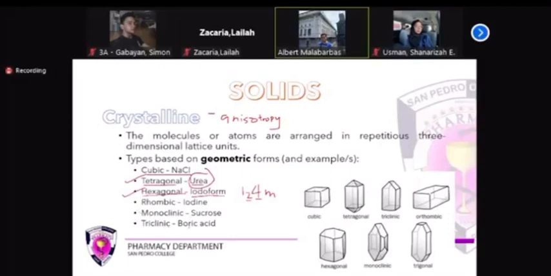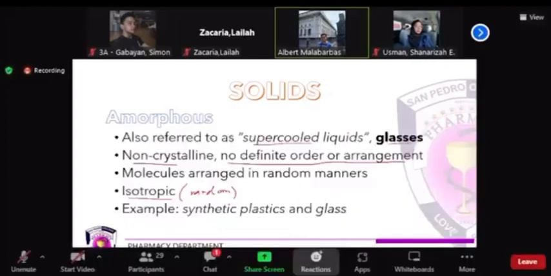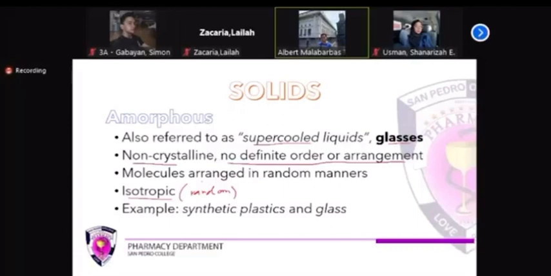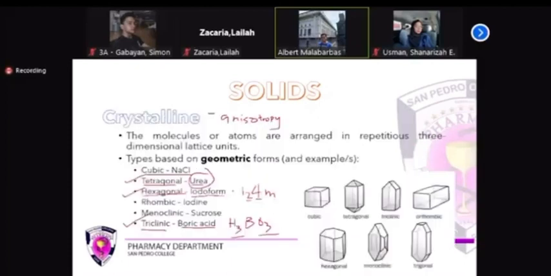For triclinic, an example would be boric acid. The chemical formula of boric acid is H3BO3. So, H3BO3, it has two 3s, triclinic. That is my way of remembering. Okay? By the way, I would like to re-emphasize amorphous, isotropic, and crystalline, anisotropic.